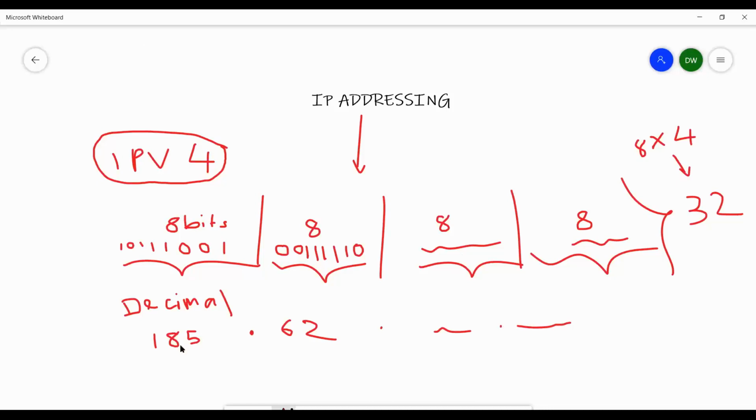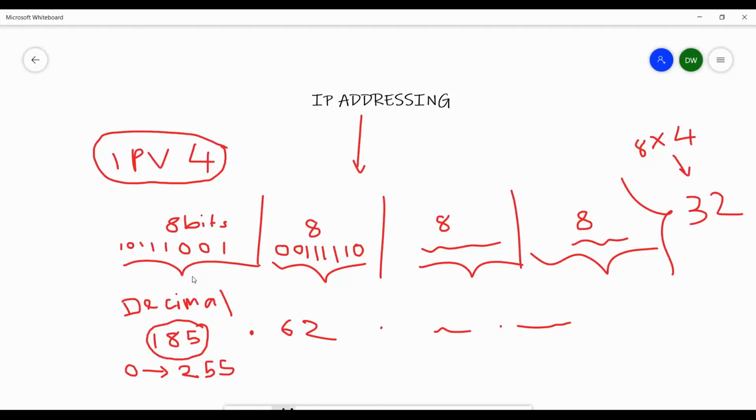So this value can go from 0 up to 255. The maximum value which can come to this place will be 255. The minimum value you can have in this place is 0, because when you have all zeros, that means when you have 8 zeros, that will become 0. When you have 8 ones, that will become 255.